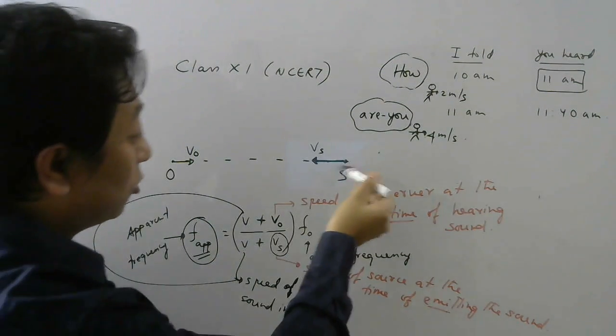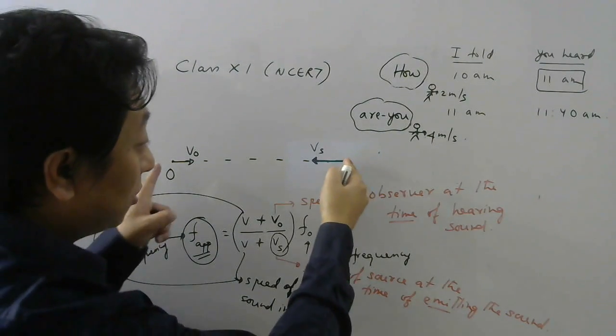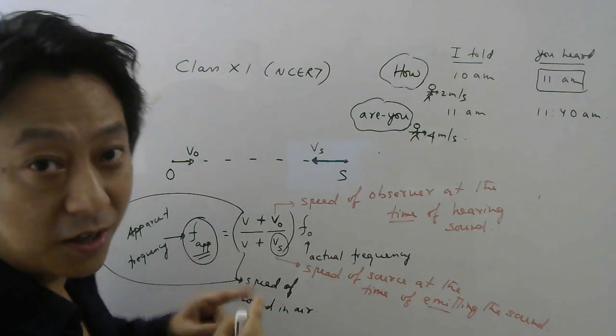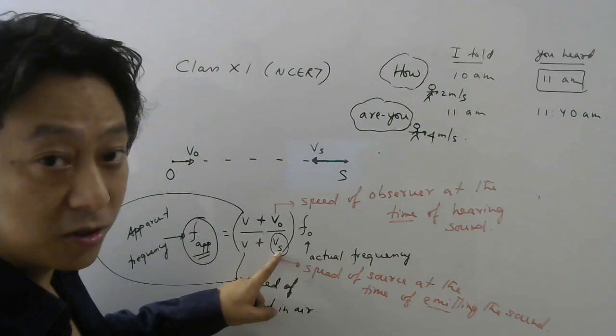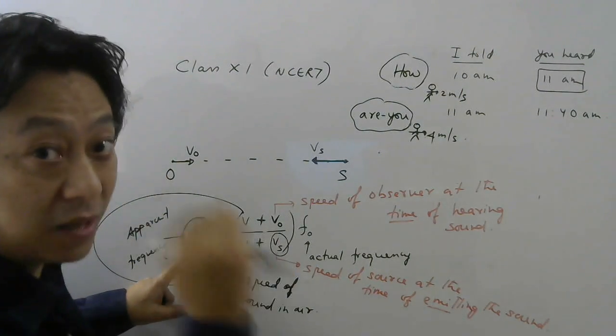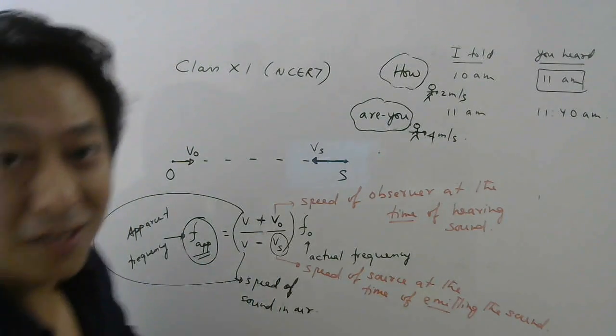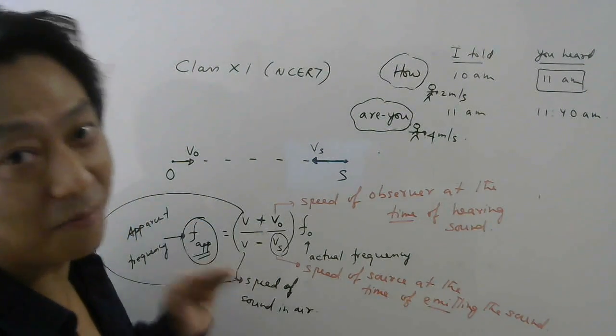Now suppose the source was moving this side, then how will the formula change? Well, now the source is also approaching the observer. So because of this source, the frequency should increase. Therefore, the denominator should be less. So you should take minus. So that's how you can easily decide whether to put plus or minus.